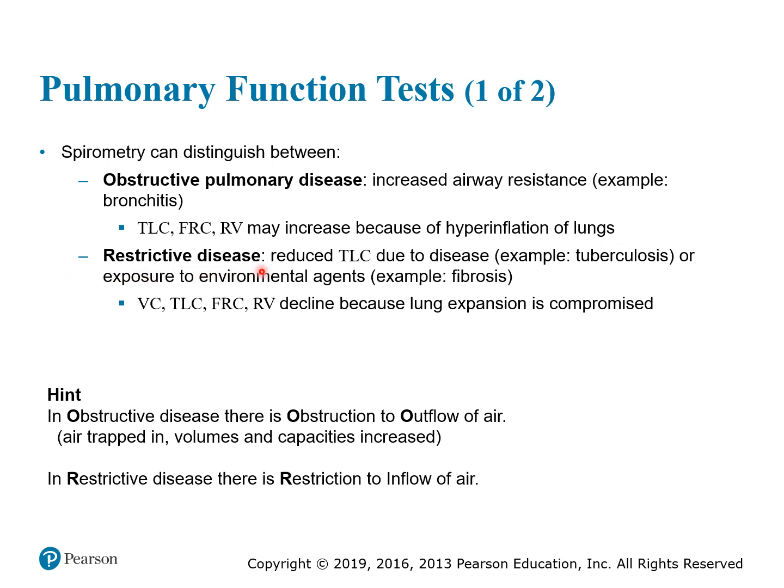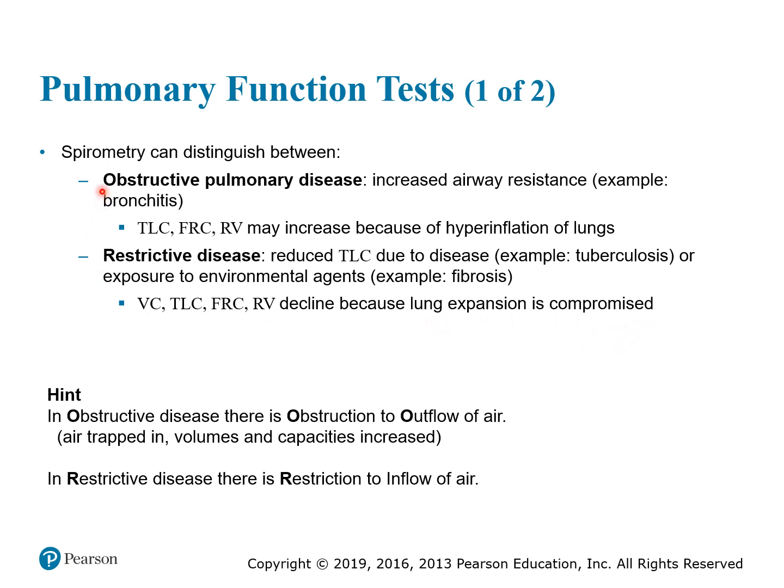Then the other group of diseases is the restrictive diseases. In restrictive diseases, there is reduced total lung capacity due to the disease. For example, tuberculosis, or for some reason there is fibrosis in the lung. So in a way, the lung is restricted. It is not expanding as it should. The lung compliance has decreased. Too much air is not going inside the lung. As a result, vital capacity, total lung capacity, FRC, and RV are declined because lung expansion is compromised.